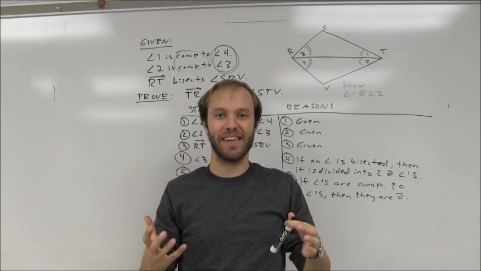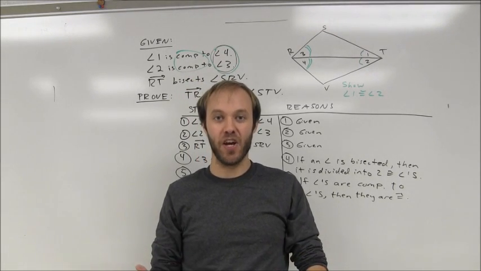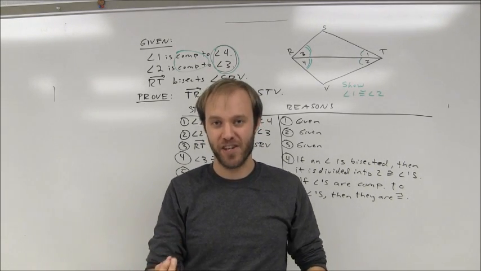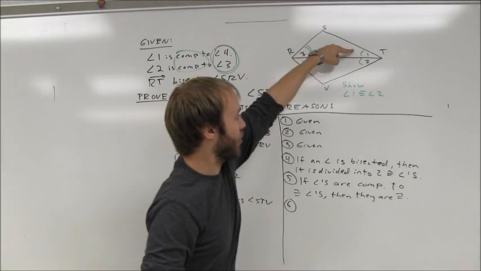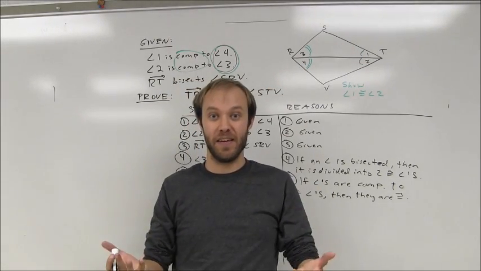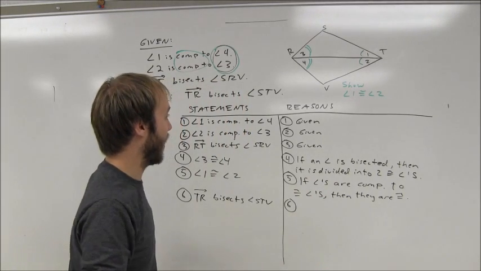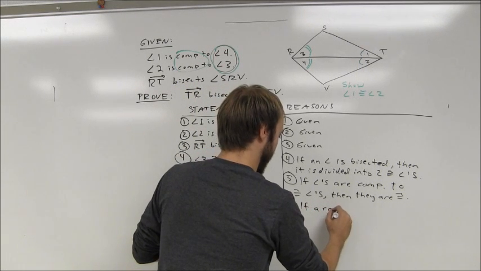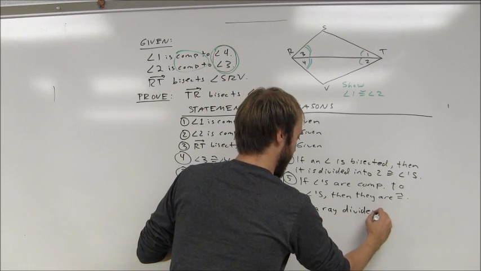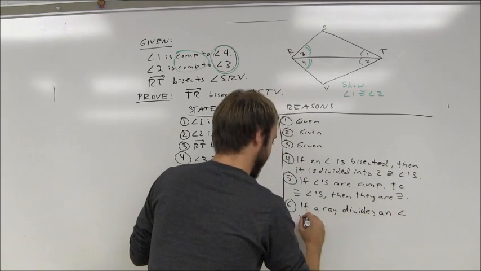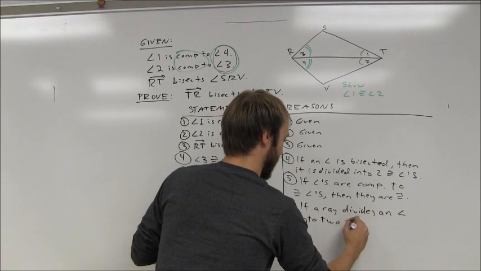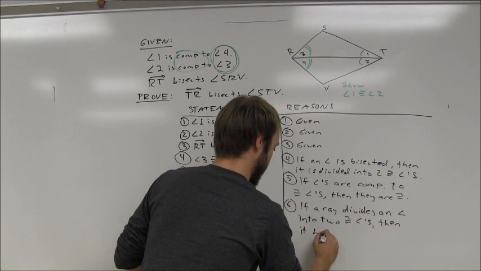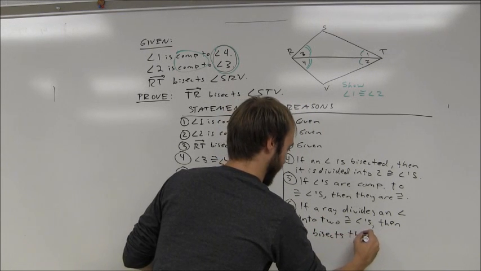Be very careful when you're writing that statement. You don't want to write the converse of the statement. You need the if part to be based on information that's already been shown. You need the then part to match your conclusion. So, I have congruent angles. I want to conclude that it tells me that that angle has been bisected. So, if a ray divides an angle into two congruent angles, then it bisects the angle.